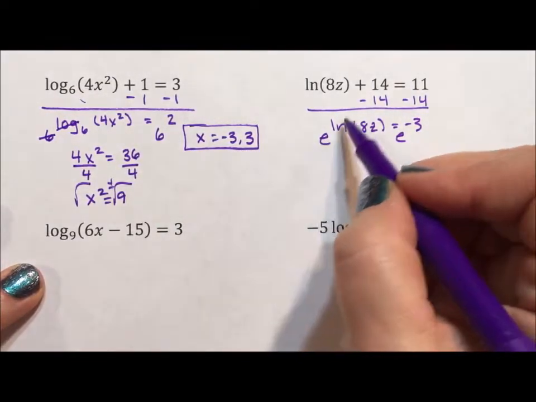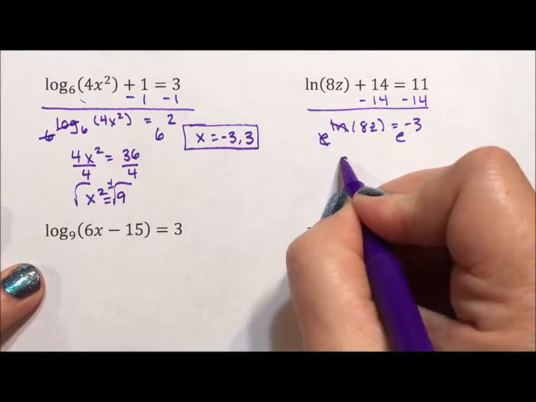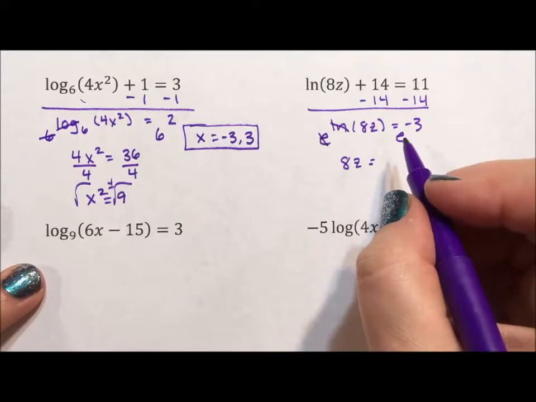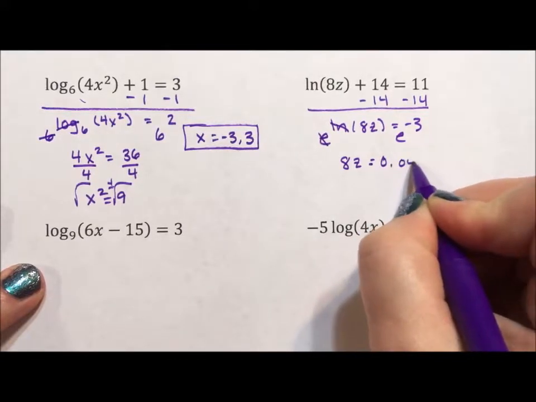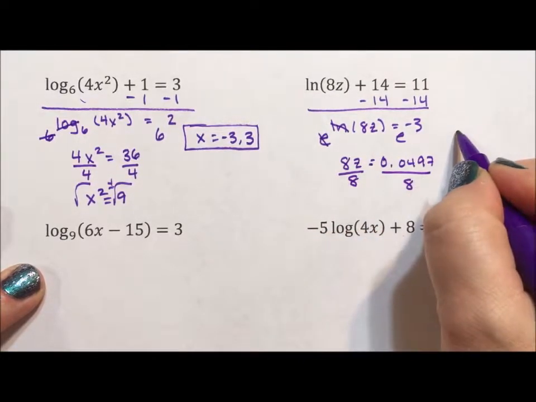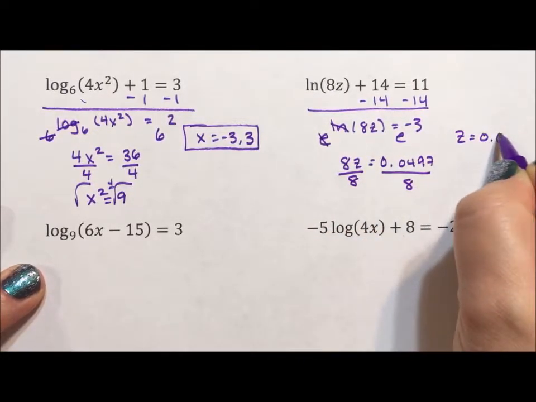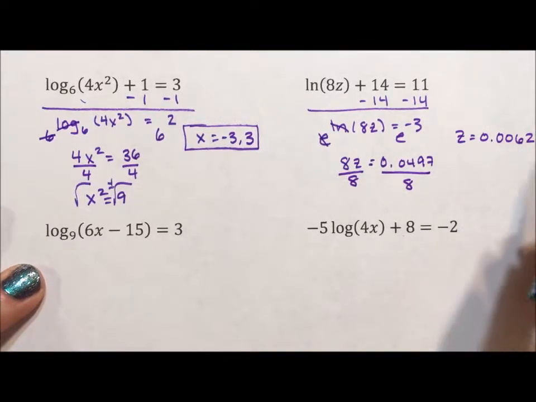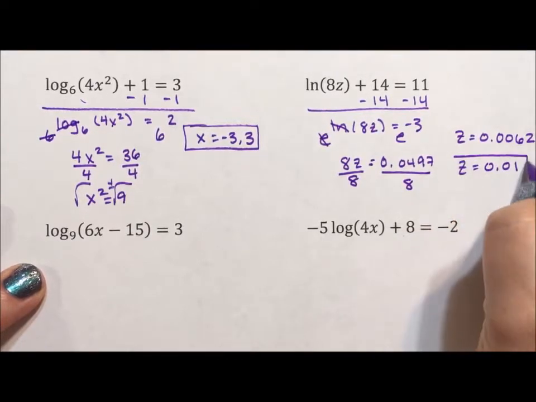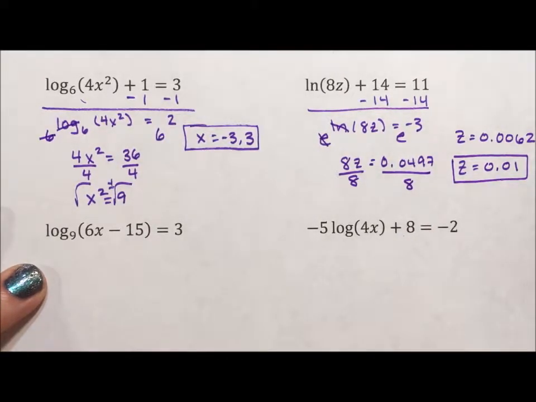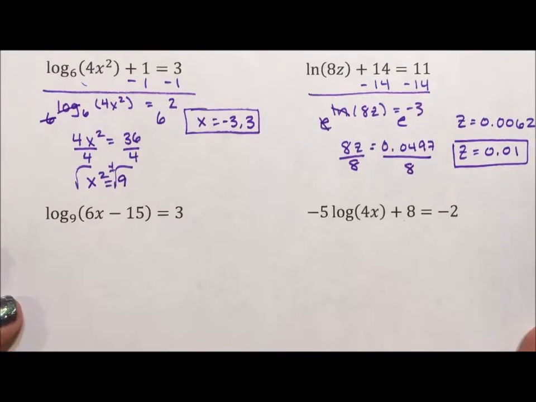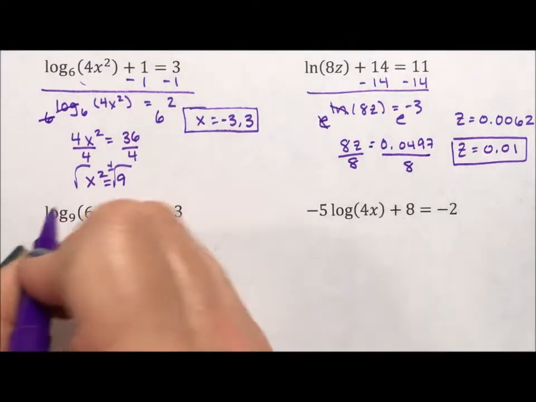On the left-hand side, because they're inverses, they undo each other, and I'm left with 8z equals e to the -3, and e to the -3 is 0.0497. Then I'm going to divide by 8. I'm going to get that z is equal to 0.0062. I'm rounding to 2 decimal places, which is really good because this becomes 0.01 when rounded to 2 decimal places. All right, for my next problem, it's actually a little bit easier because there's nothing else with the log.